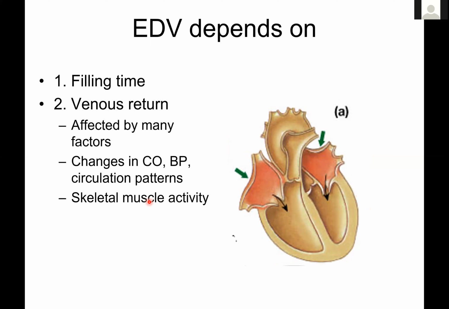So there's a relationship between filling and heart rate and the end systolic volume or the end diastolic volume. So venous return also affects this, obviously. So let's say you have enough time for the heart to refill, but your venous return is crappy for some reason. That could also decrease EDV. So venous return is caused by lots of different things. Skeletal muscle activity is a big one. Changes in cardiac output, blood pressure, and circulation patterns. So we'll talk more about that stuff when we talk about the vasculature itself.